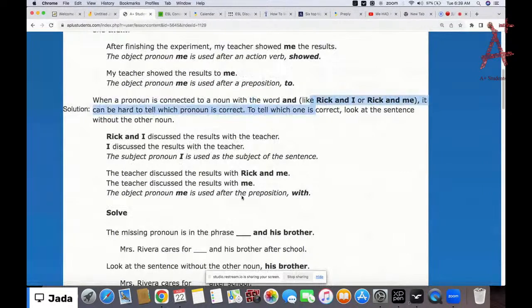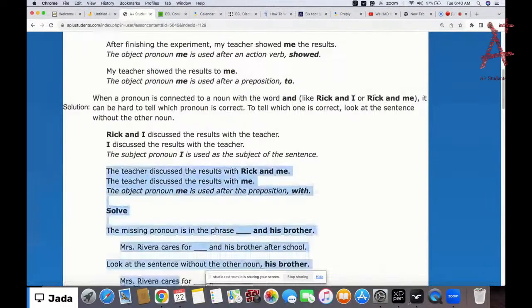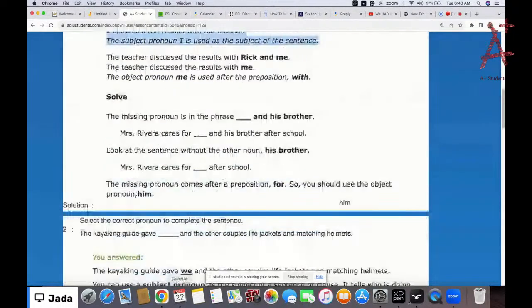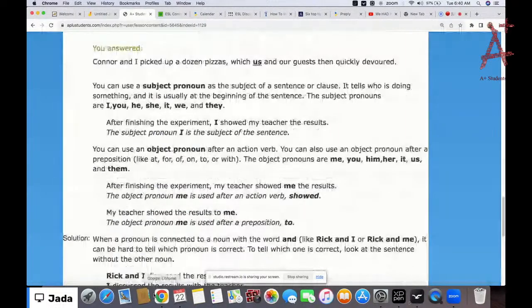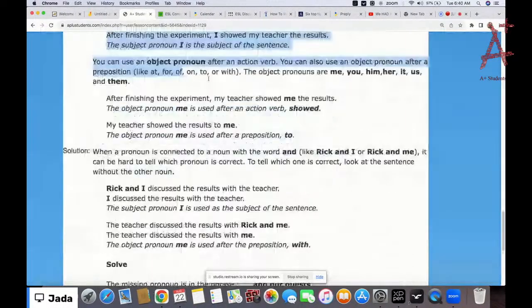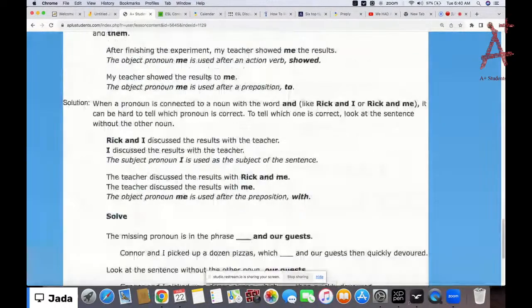So yeah, you note that when it's connected to a noun with I and me, all you need to do is first remove the noun, okay, so that you can try to figure out the answer without the noun. Okay, so you just use the pronoun to get your answer. Okay, so that's the same thing here. Let's look at examples. Okay, let's go see the first example.